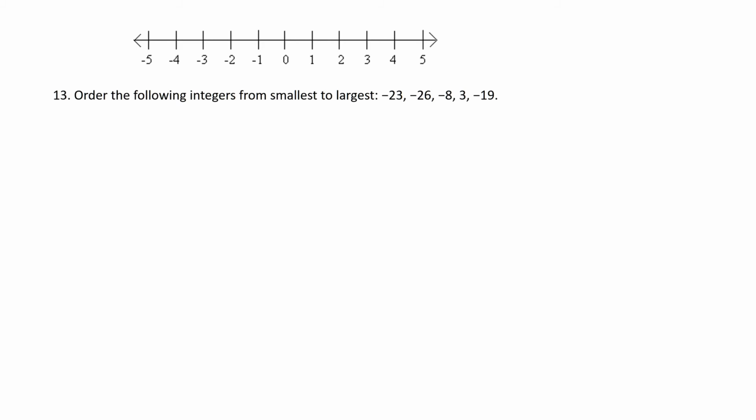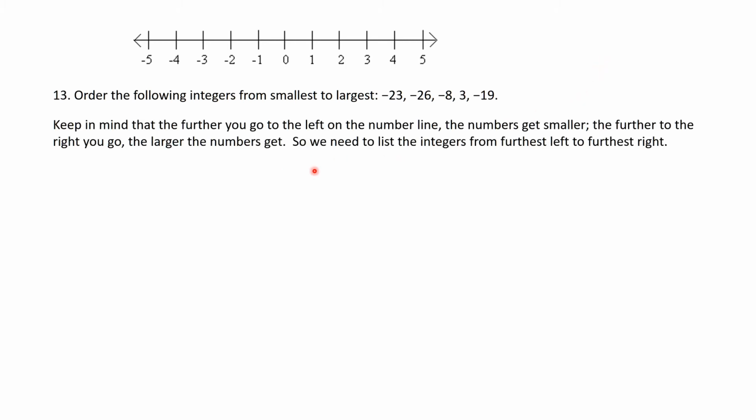Here, again, the further you go to the left, the smaller you go. The further you go to the right, the larger you are. So I want to order these from smallest to largest. So -26 would be furthest to the left, and then -23, -19, -8, and then 3 would be farthest to the right.